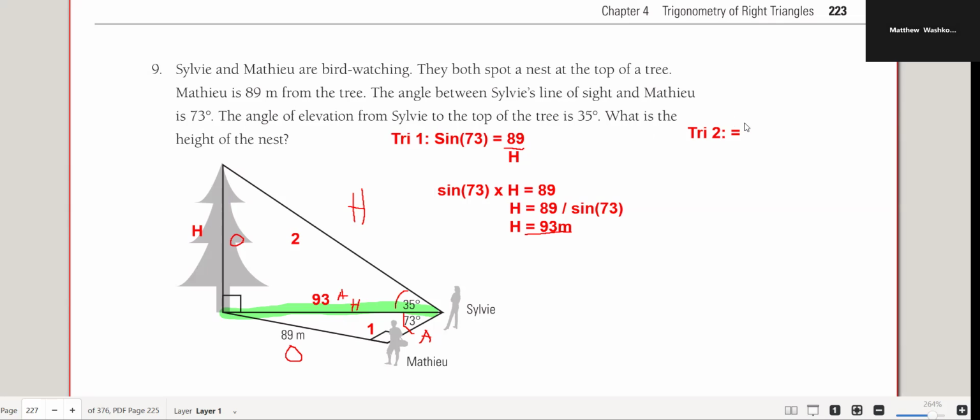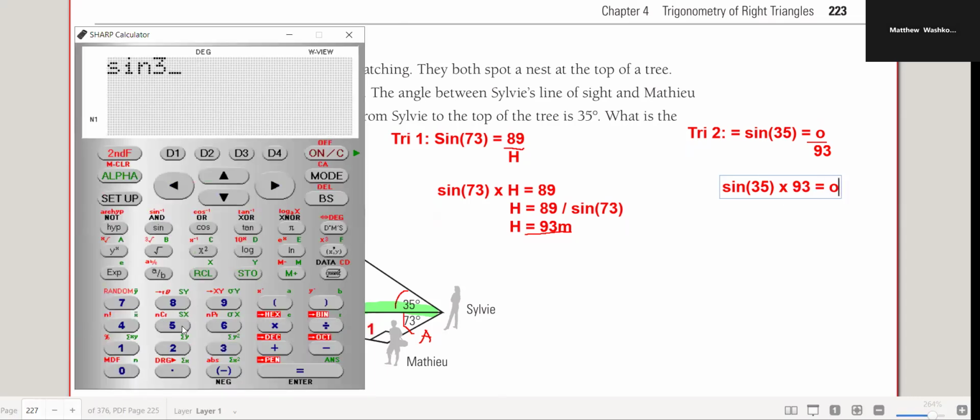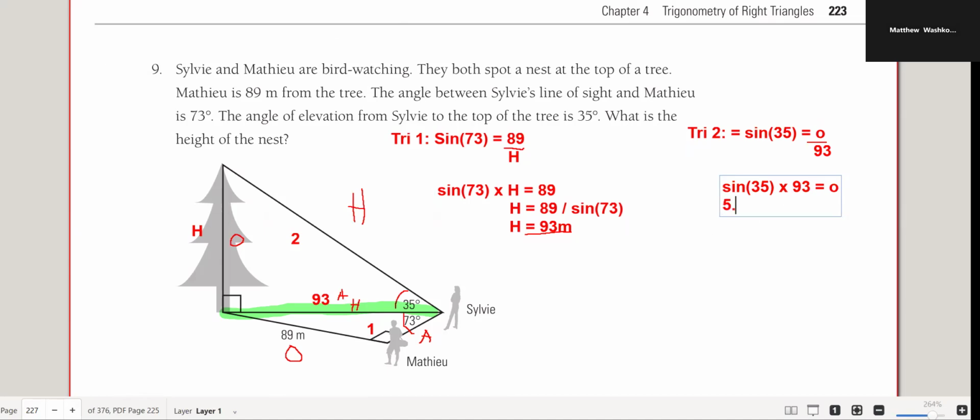Oh, so sine. So sine of 35, I'm trying to find O, and I have an H, which is 93. All right. Again, just like before, times both sides by 93. So sine of 35 times 93 is equal to my O in this case, which should give me 53.3 meters. 53.3 meters is equal to O, which is my final answer. That is the height of the tree.